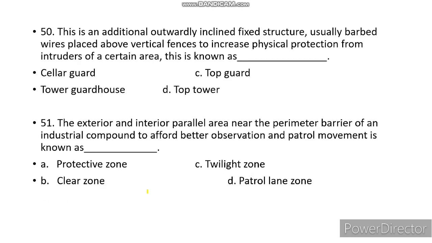50. This is an additional outwardly inclined fixed structure, usually barbed wires, placed above vertical fences to increase physical protection from intruders of a certain area. This is known as the top guard.